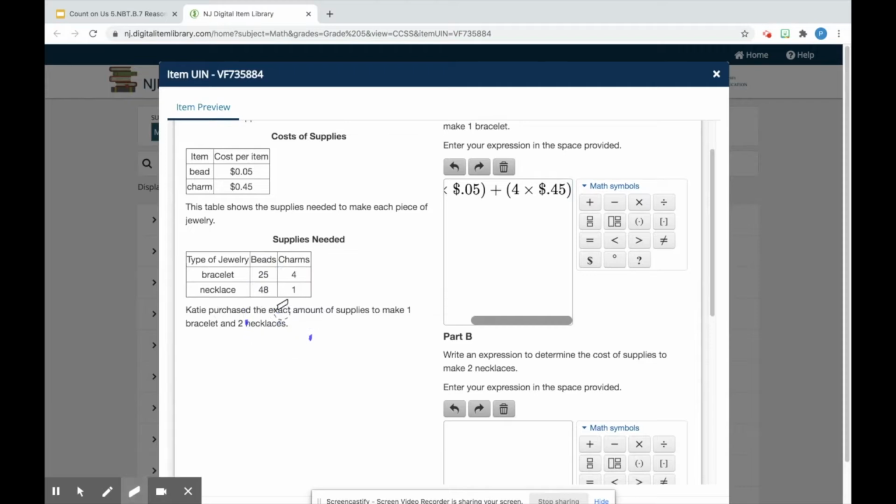So part B asked me to write an expression to determine the cost of supplies to make 2 necklaces. Well, let me look over here. 2 necklaces is right here.